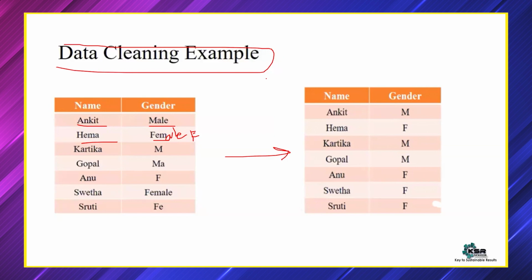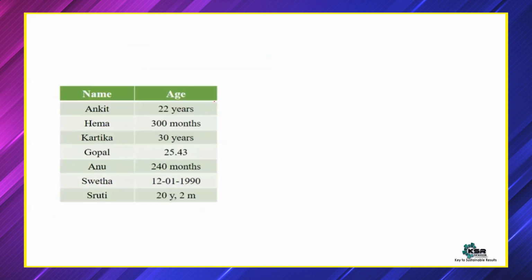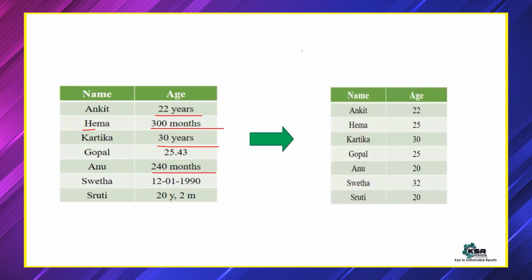Let's take one more example. Same people, maybe from the same backdrop, I've taken this. Ankit is 22 years old. Hema is 300 months old. Kartika is 30 years old. The information has to be in years because in months, it is very difficult to understand what is her or his exact age. Now, in that case, we have to make sure the data is filtered. Now, that is the role of a data analyst. Age in exact years. The best fit format is years. Okay, we can take all in months also, but it is of no use case.